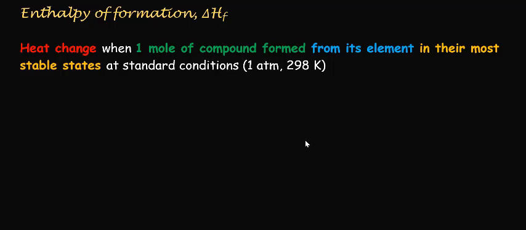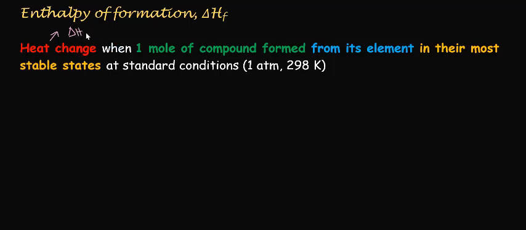So here I'm going to show you how to write the thermochemical equation based on the definition of each enthalpy. So first, let's have a look at the enthalpy of formation. Okay, so we have the definition here, the heat change. The heat here is going to tell us the enthalpy of reaction, the change in enthalpy of reaction, which is the delta H value.